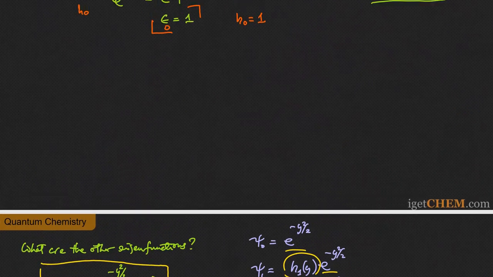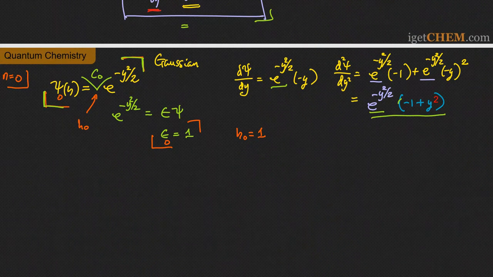So we have found that the first solution, which we call n equals 0, is given by this psi 0, where the h0 function is 1. Now this psi 1 function of y, we know is h1 multiplied by the Gaussian, and h1 is just y. So this is the proper functional form.